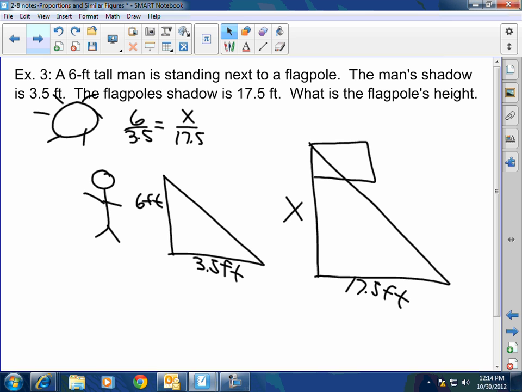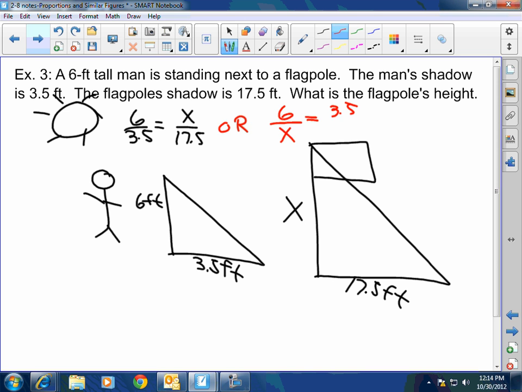I want you guys to realize that you could have done this as well: height to height equals shadow to shadow. Just don't mix up where you're getting the information from. Small height to large height, small shadow to large shadow. Always keep things unit to unit. Does that make sense, my brothers? Okay? So now I'm going to go ahead and cross multiply this bad boy. It doesn't matter which setup you have, you're still going to get the same answers.